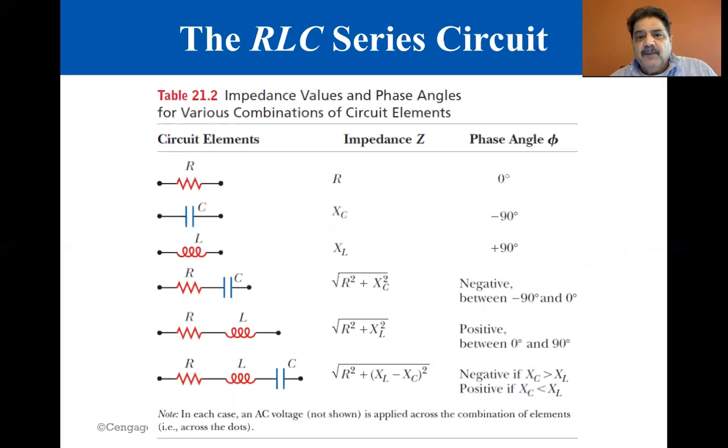Now, this table provides impedance values and phase angles for some series circuits containing different combinations of circuit elements. And this is a good table to reference. The most important one is the bottom, the square root of R squared plus, in parentheses, X sub L minus X sub C, squared. Notice that the X sub L always comes first in this equation.